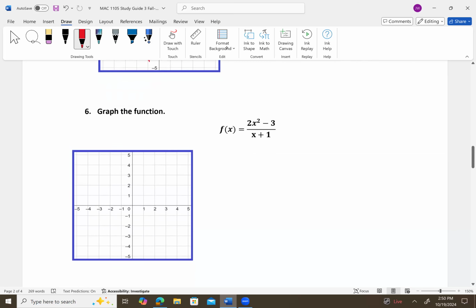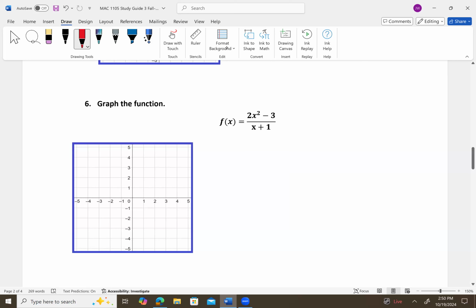Okay, so let's graph this function. First, we're going to find the asymptotes. We can see that x plus 1 equals 0, so x equals negative 1 is a vertical asymptote. So let's draw that in. X equals negative 1. We do not have a horizontal since the degree of the numerator is exactly 1 greater than the degree of the denominator, but we do have a slant asymptote.